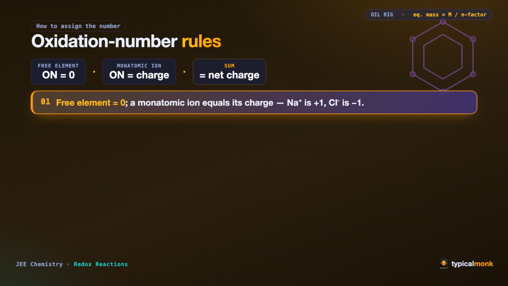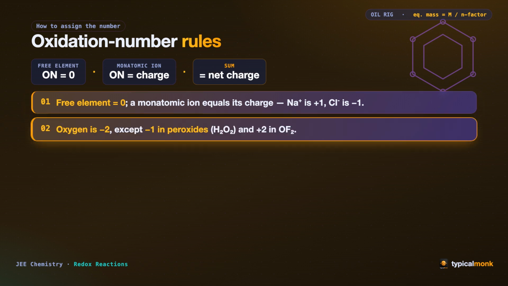Now, how do we actually assign an oxidation number? A short set of rules, applied in order. A free element is 0. Zinc metal, oxygen gas, all 0. And a monatomic ion equals its charge. The sodium ion is +1. The chloride ion is -1.